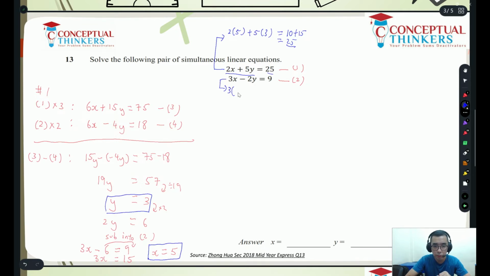So let's see, 3 times 5 minus 2 times 3. This will give me 15 minus 6, and you notice that I get 9, right? So this means that my answer is correct. Okay, so I don't need to ask my teacher. Now let's try with another way. I'm going to use the substitution method now.